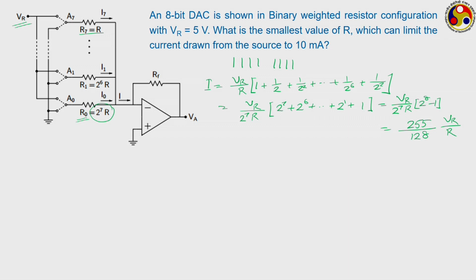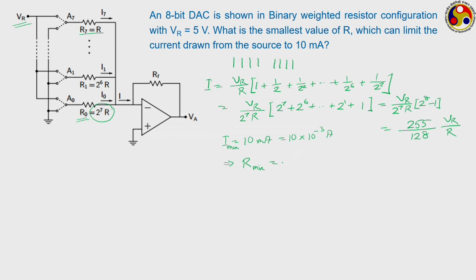Now, in this problem it is given that this I is equal to 10 milliampere in the extreme situation, that is 10 into 10 to the power minus 3 ampere. So, if we rewrite this expression, then R, the smallest value of R, I mean, I should say this was I max.